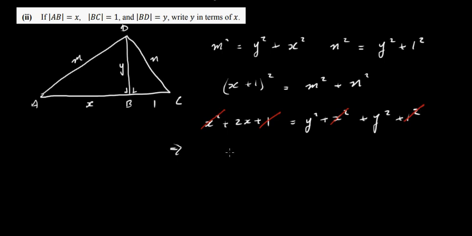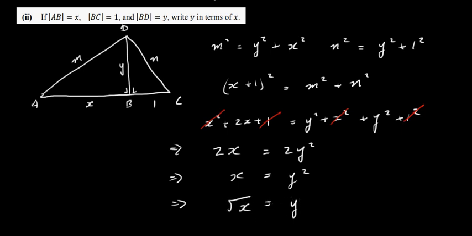So what are we left with? We're left with 2x on the left hand side, and we're left with y squared plus y squared, which is just 2y squared on the right hand side. I'm going to just divide across by 2, so we get x is equal to y squared. So that will just give us y is equal to the square root of x.